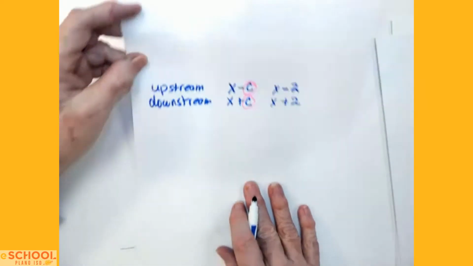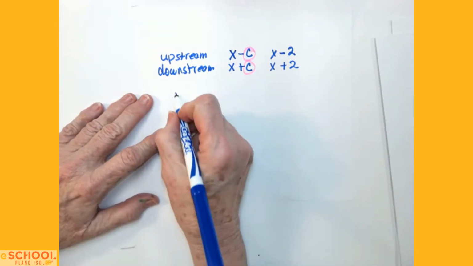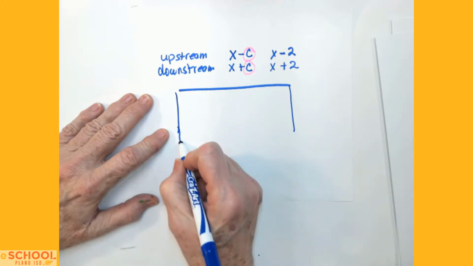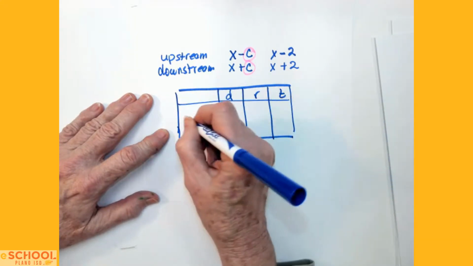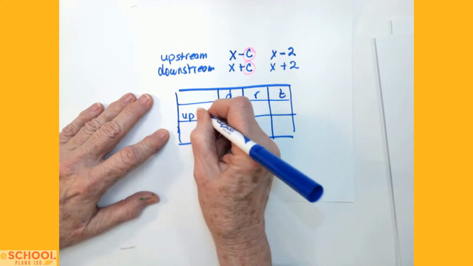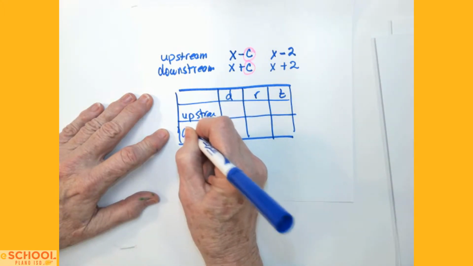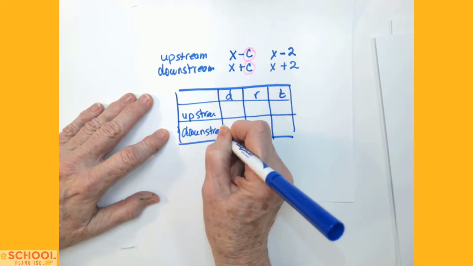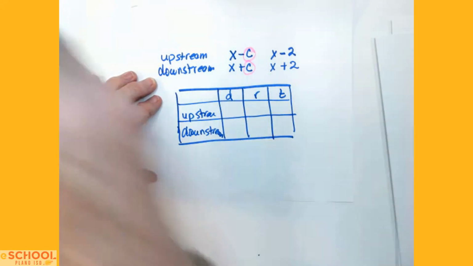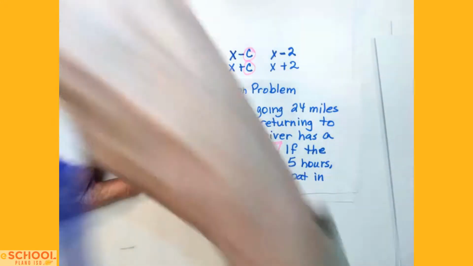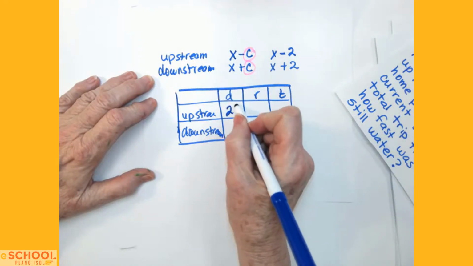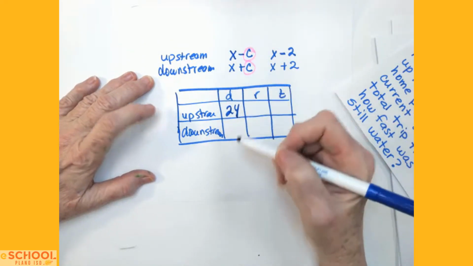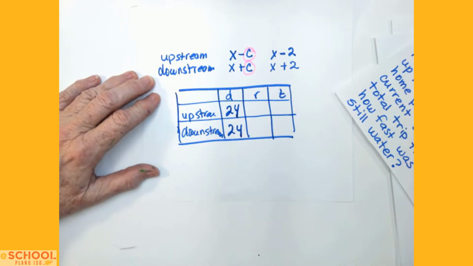So we can now write the table that we need to do. We're going to make our distance, rate, time table, with upstream and downstream. It said the tour boat is going 24 miles upriver, so distance is going to be 24. If he's going up and back, that distance is going to be the same.